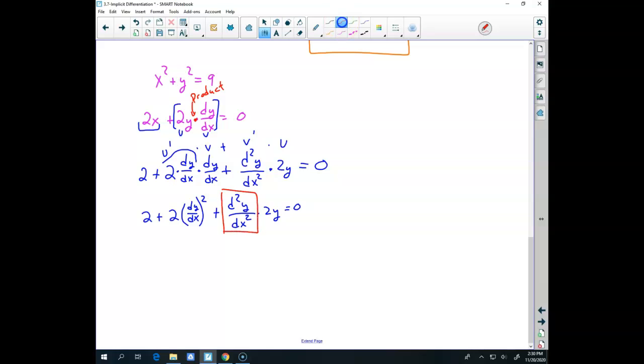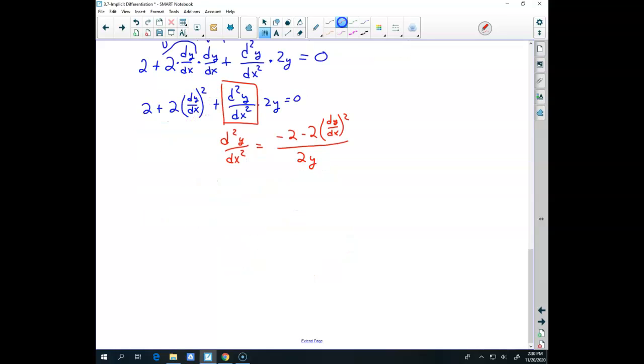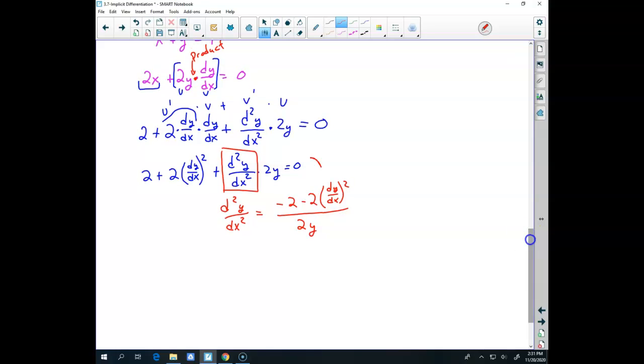Okay, that's what I want all along. So if I did that, I would say d squared y over dx squared equals, okay, I got negative 2 minus 2 times (dy/dx) quantity squared over 2y, right? Okay, everybody's got that, I hope. But we still have a problem. We still need to know what the heck was my first derivative.